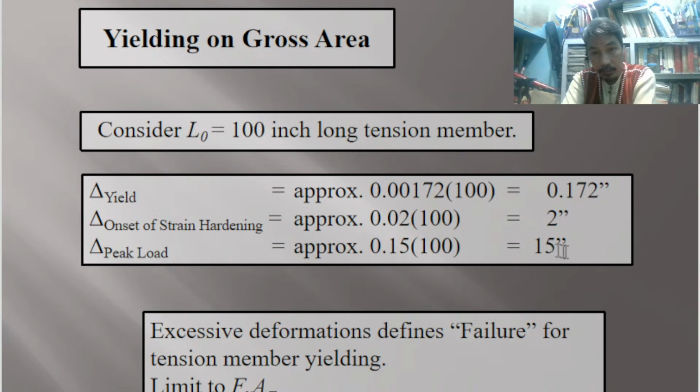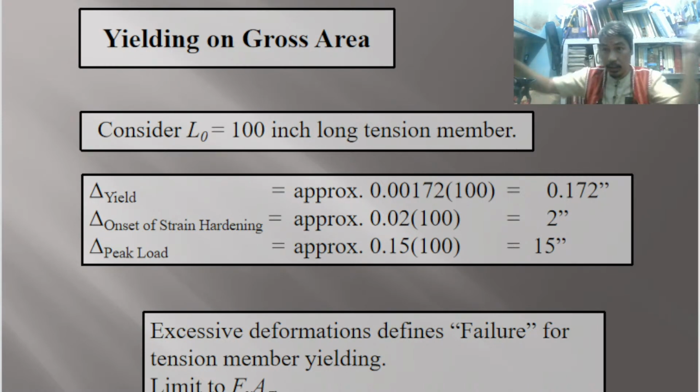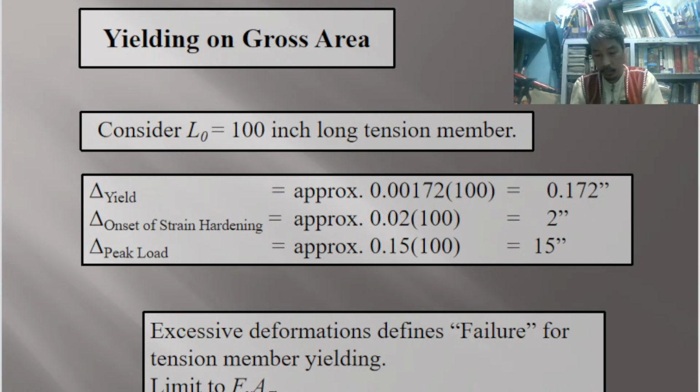And if we have 15 inches additional length, so meaning the total length now is 115, right? So we are now on the peak or the ultimate, right? So what do you mean? It is that excessive deformation defines failure for tension member yielding. So can you expect somebody to feel safe with that condition? No. A 15 inches elongated cable, for example, you will not feel safe with that. Okay?